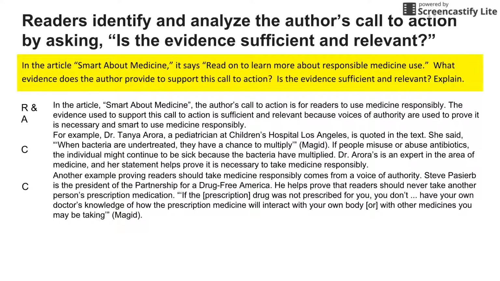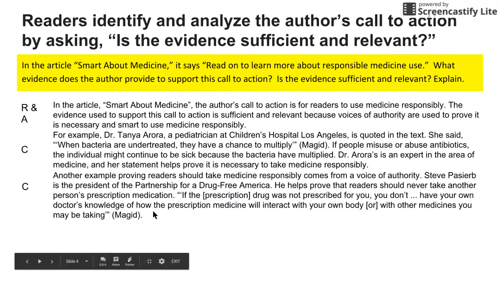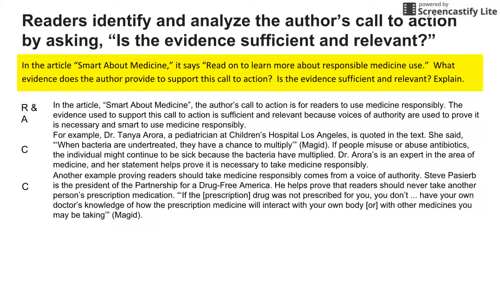Another example proving readers should take medicine responsibly comes from a voice of authority. Steve Pasierb is the president of the Partnership for a Drug-Free America. He helps prove that readers should never take another person's prescription medication. "If the prescription drug was not prescribed for you, you don't have your own doctor's knowledge of how the prescription medicine will interact with your own body or with other medicines you may be taking." Again, in-text citation. So now I have to wrap everything up with an explanation, proving beyond a reasonable doubt that the evidence is sufficient and relevant to support this call to action.